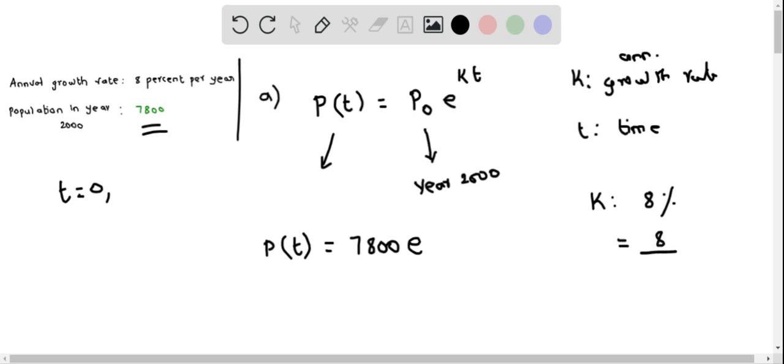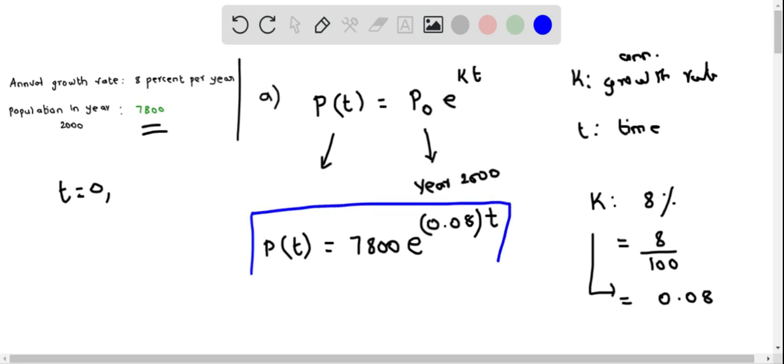So we convert this to decimals. I write 8 over 100, and this equals 0.08. So we determine k as 0.08 in decimals, which we plug into this model. So it becomes e raised to the power of 0.08 times t. So this is the model, that is P of t equals 7800 times e raised to the power of 0.08t, is the population model.